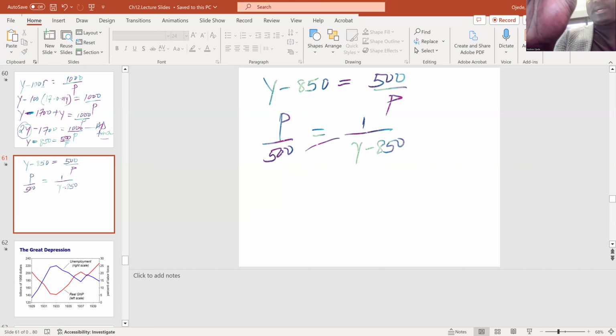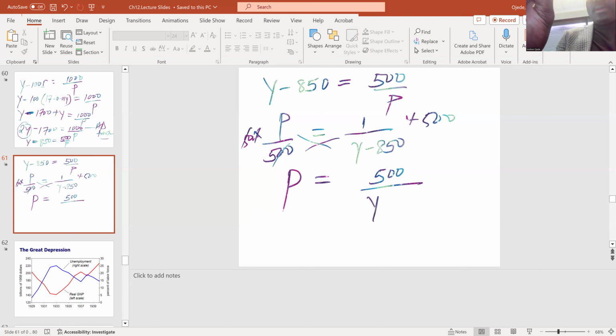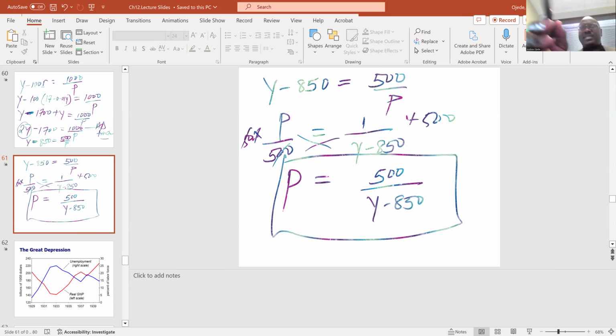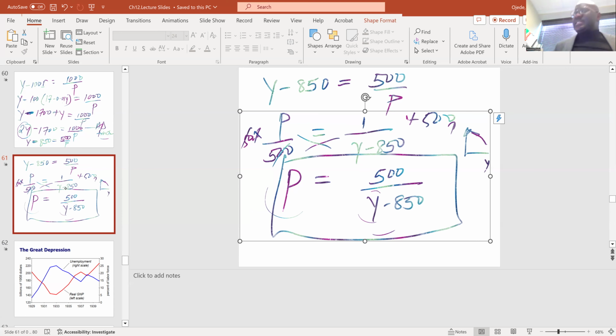So if I multiply both sides by 500, this guy is going to cancel. So P is going to be equal to 500 over Y minus 850. You can leave it in this form because that already shows an inverse relationship: the aggregate demand curve slopes downwards, right? P here, Y here. When Y goes up, P goes down. When P goes up, Y goes down. So it's an inverse relationship. You see that because Y is at the bottom. So that's how you derive the aggregate demand curve.